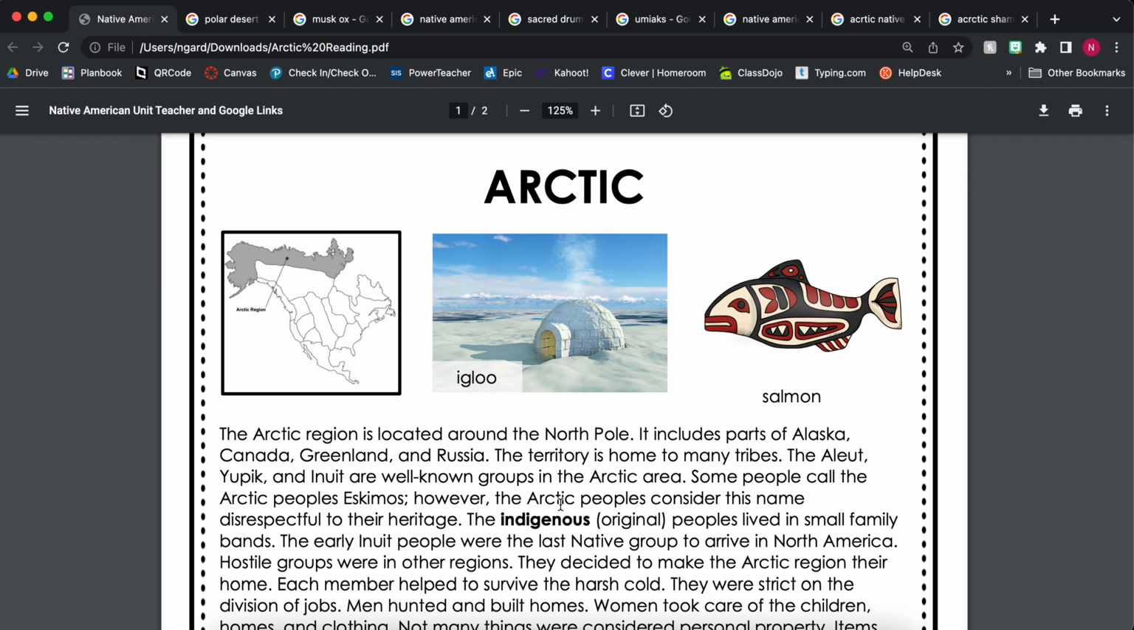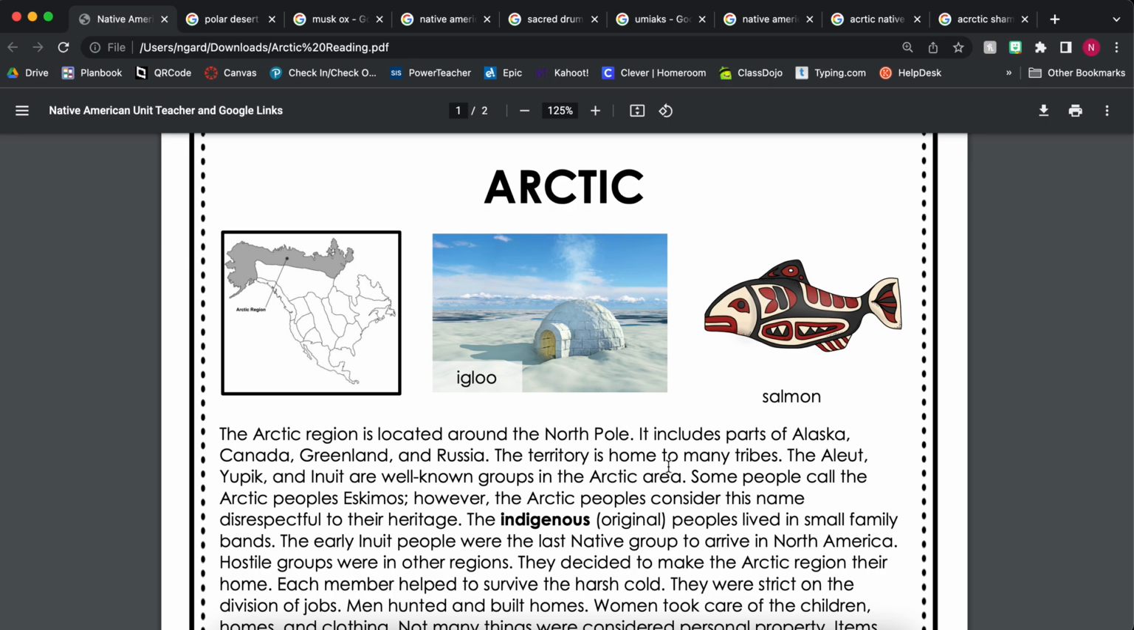So the Arctic region obviously is located around the North Pole. It's very, very far north. It includes parts of Alaska, Canada, Greenland, and Russia. And this territory was home to a lot of tribes. I feel like of all the groups, these tribe names were some of the harder ones to pronounce. I'm calling it the Aleut, the Yupik, and the Inuit.